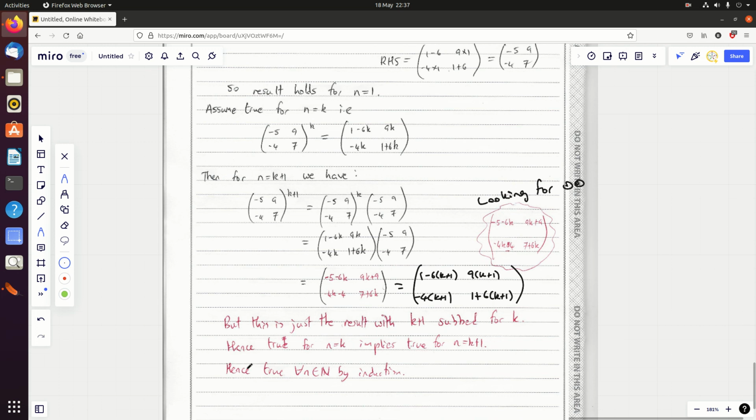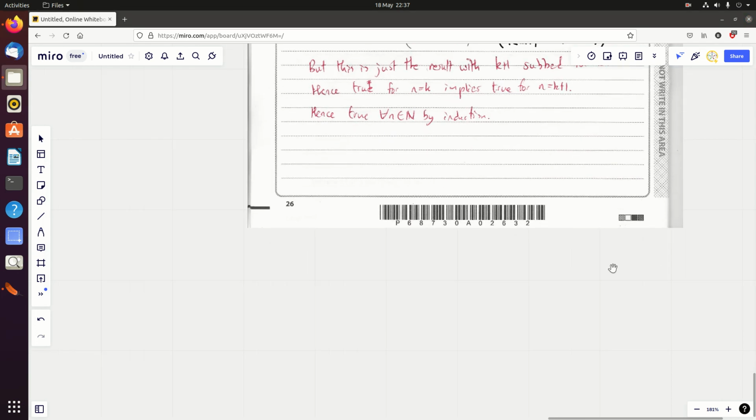I often do a longer sentence than this. I say, so if the result holds for n is k, then the result must hold for n is k plus 1. In other words, if it holds for one number, it holds for the next number, and as it holds for the very first number, n is 1, it's true for all n by induction. But that's probably the nicest question on the paper.